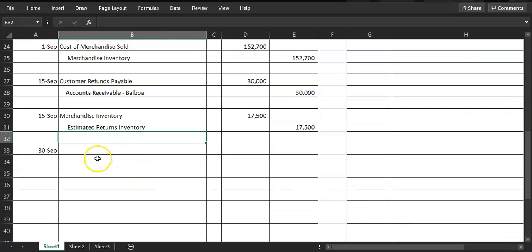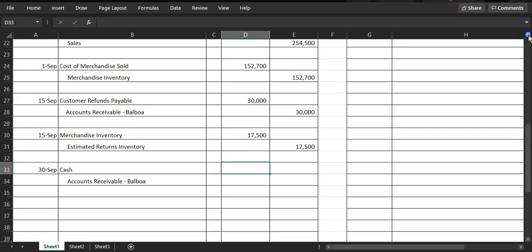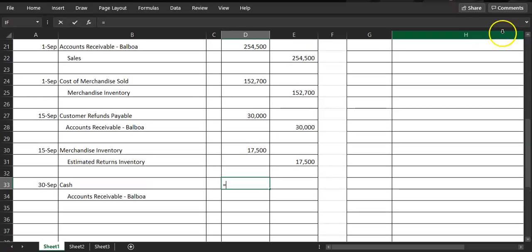Okay. Now we come down to the end and we are going to collect what is owed to us from Balboa. So we are going to get cash and we are going to credit the accounts receivable for Balboa. And we need to come up with the amount that they still owe us. They owed us to begin with $254,500. Okay, so I'm going to take that and subtract the amount that was returned right here. And the net amount then is $224,500.